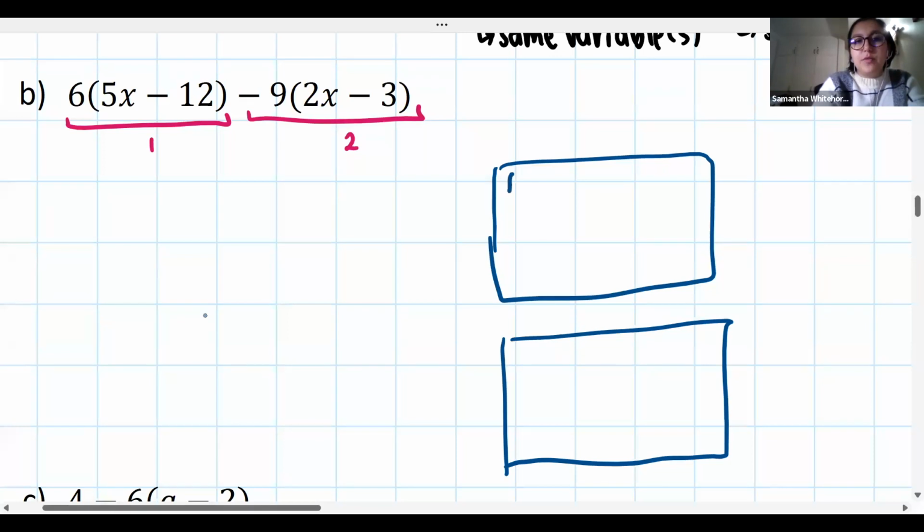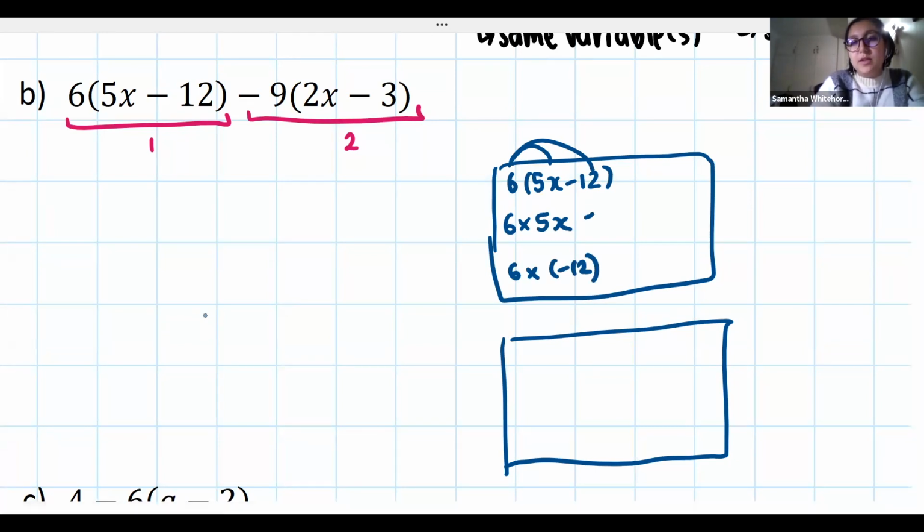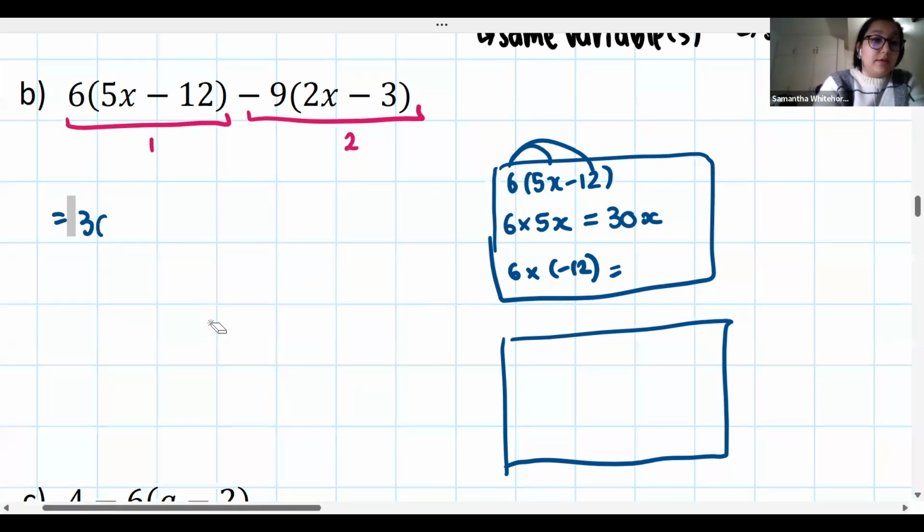So for our first term, we've got 6 times 5x minus 12. We need to distribute 6 into the bracket. 6 times 5x, 6 times negative 12. Be careful, the second you see a negative, you need to be careful when you multiply. So 6 times 5 is 30, and then we've got that x, so we've got 30x. And then we've got 6 times negative 12. A positive times a negative is a negative, and 6 times 12 is 72. So we've got minus 72.